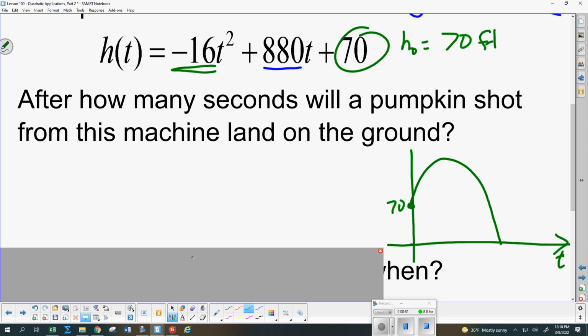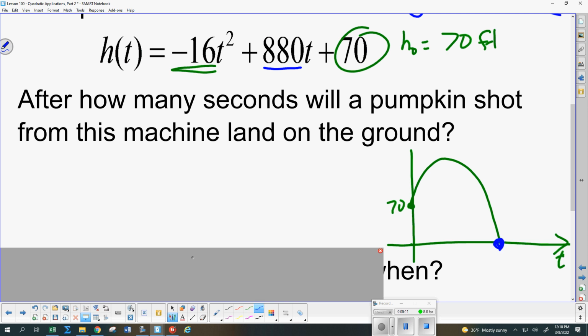After how many seconds will it land on the ground? Who can tell me where on the graph I'm interested in? Griff, can you help me? I want to know when it lands on the ground. What point do I need to look at? I need to look at this x-intercept over here to the right.